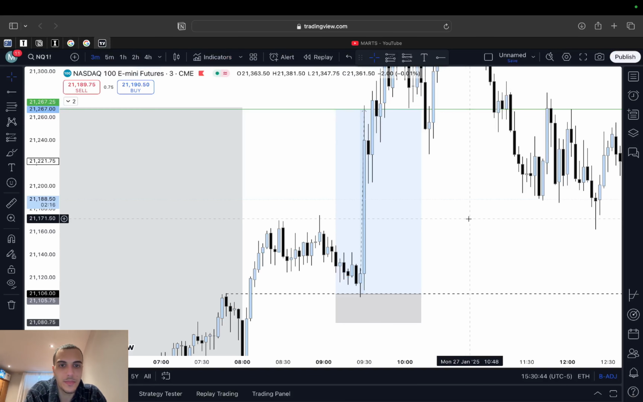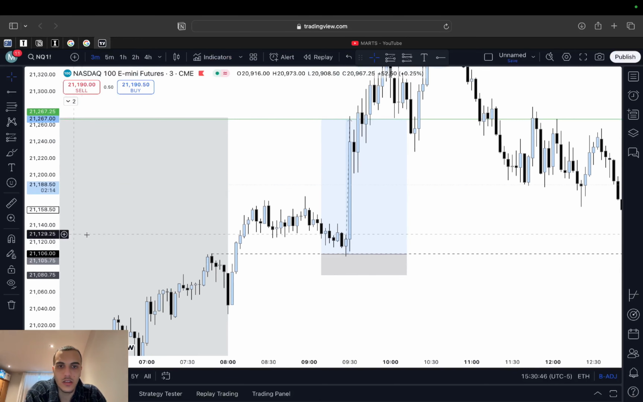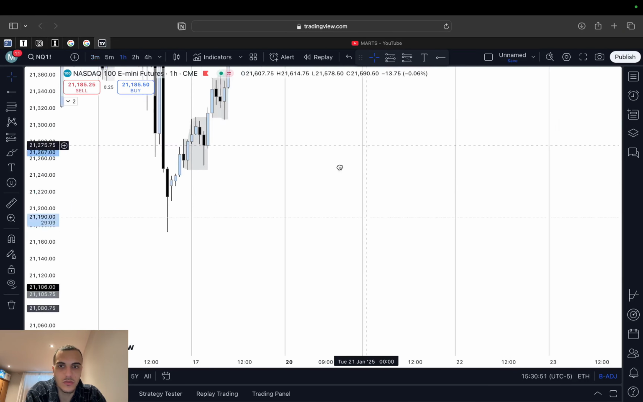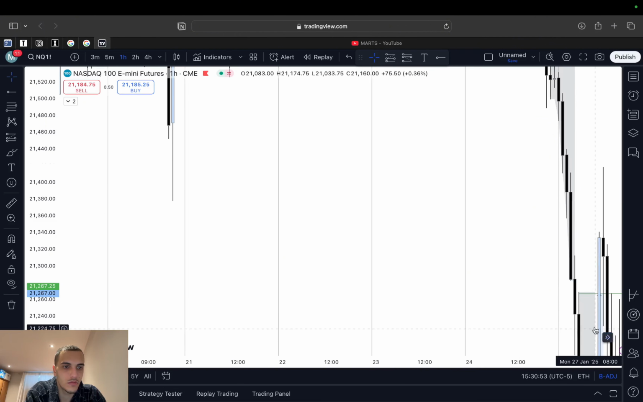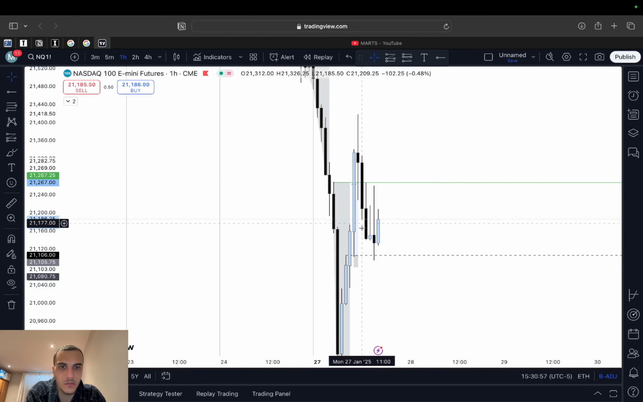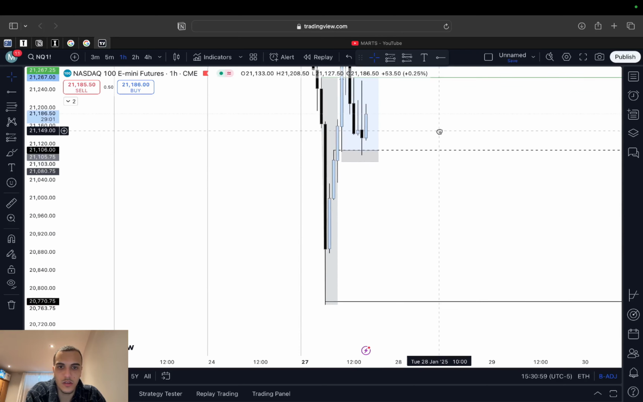Yeah, here we go. So that was my entry. Fair value gap fill and 1 to 2R. If I had my real account, could have aimed for this session high. So yeah, that was the trade basically.